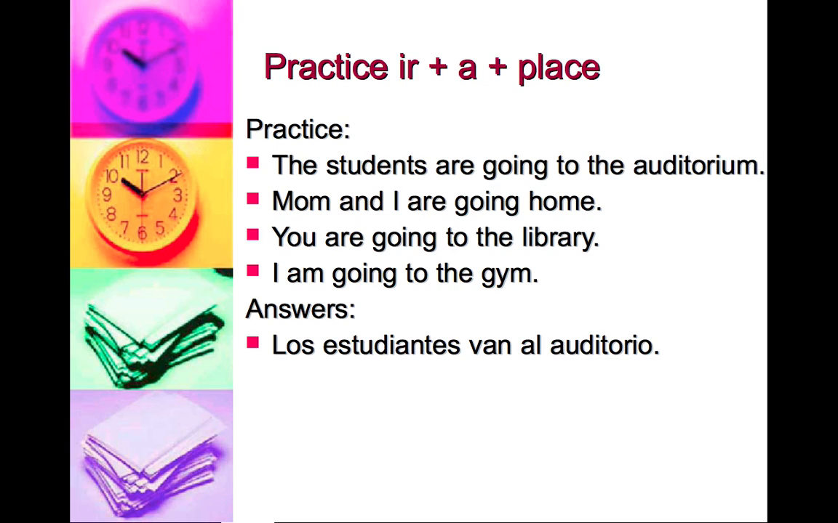How about, mom and I are going home? So that's the what form? Mom and I is nosotros. So it is vamos. Vamos. And then what comes after vamos? And then casa. Now there are some people who want to say la casa. It is more proper to say casa because if I say la casa, it means the house. So if we're going to the house, we say vamos a la casa. If we're just going home, take off la and make it casa.